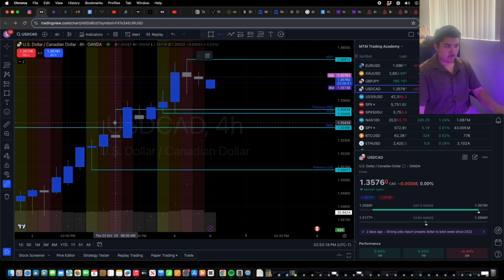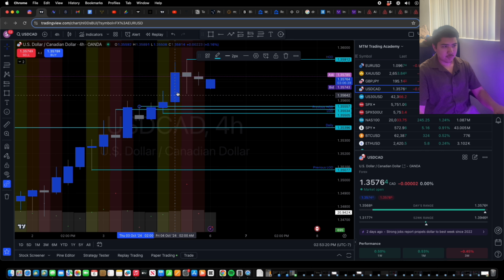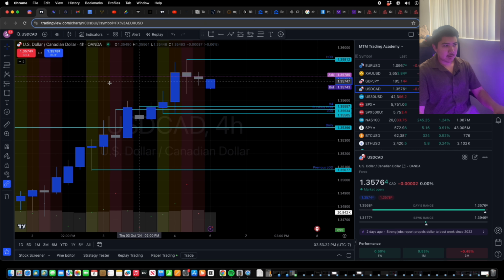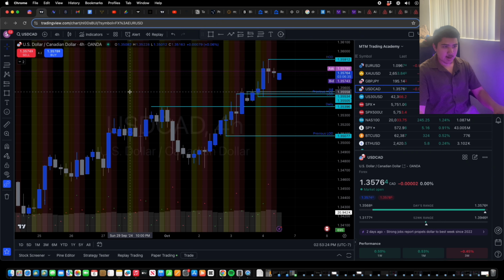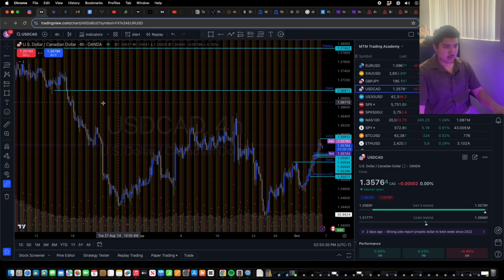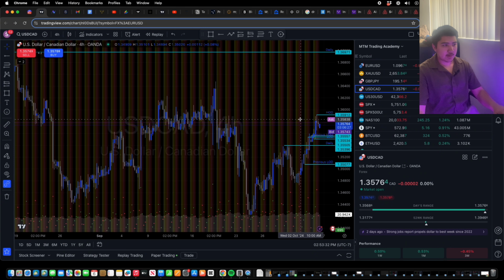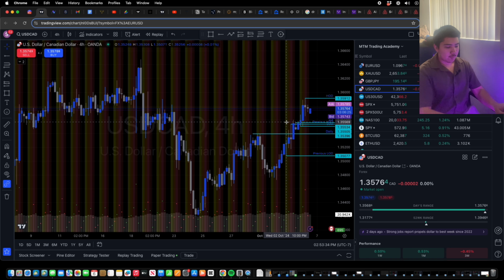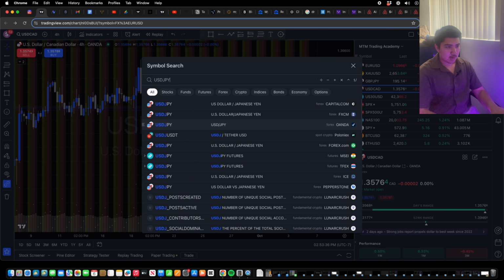And like I said, my bad, I've just been going a little bit too fast because I got to rush somewhere. Definitely looking for buys here on USD CAD since there's nothing stopping us until this area up here. And then once we break past that, then it's all the way over here. So definitely looking at buys on USD CAD. Let's go to USD JPY, baby.